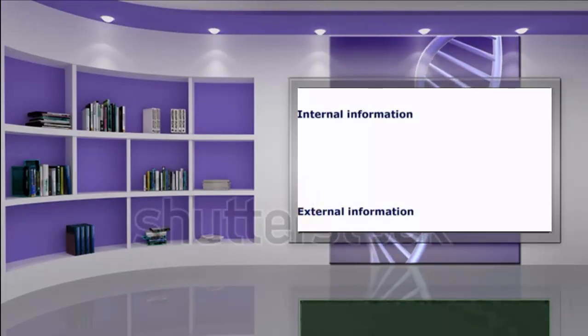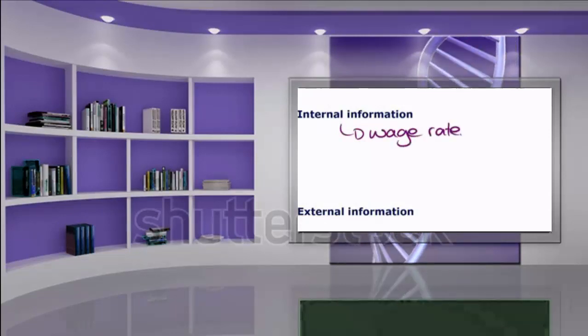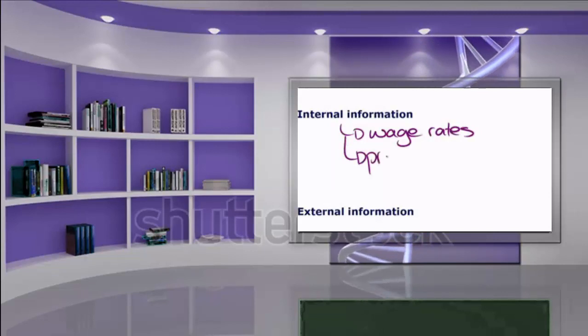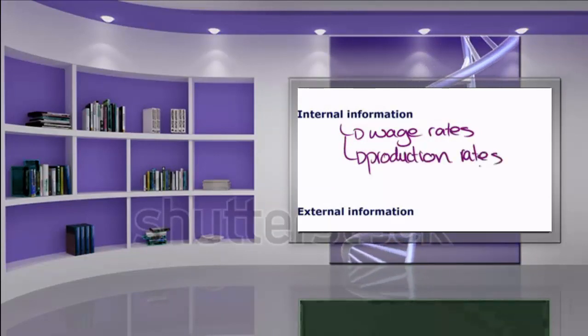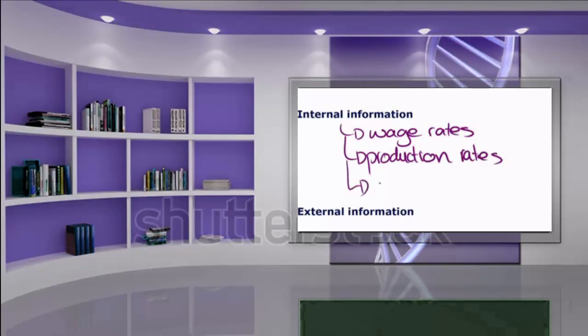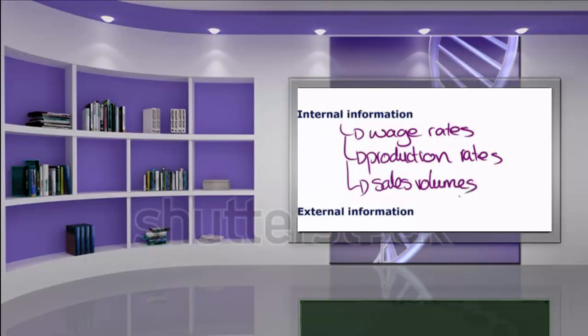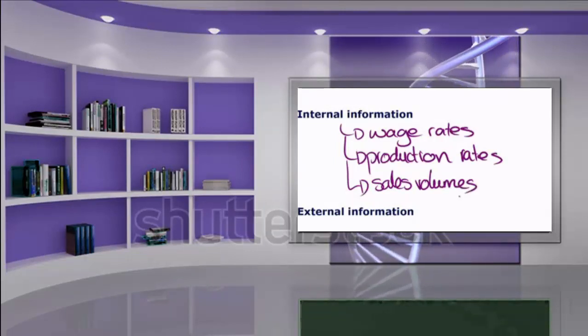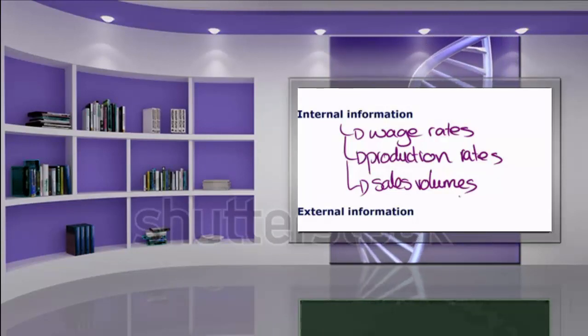Internal information would be things like wage rates, perhaps production rates, how many units of our product are we producing in an hour, for example. It may also include sales volumes. So all of this information helps us understand what our labor costs are, how well is our business doing, how many units of our product are we selling, and how efficient is our production process.